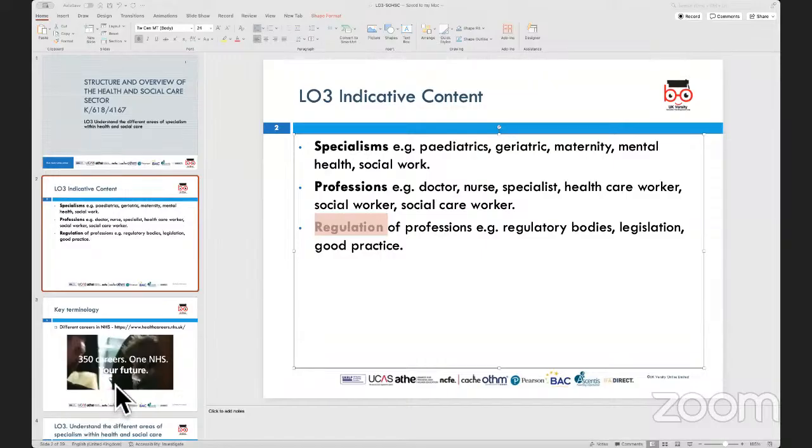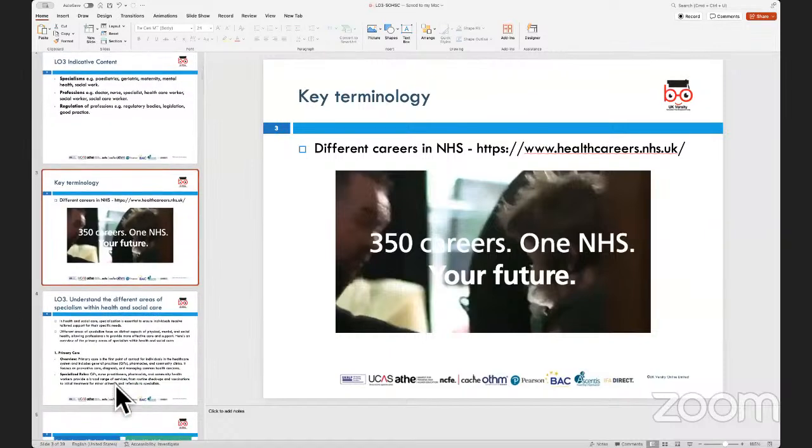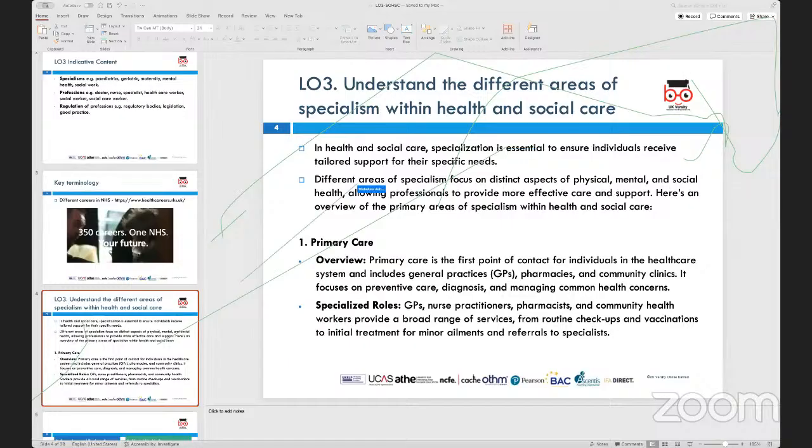Now, before we get into this, what we want to be able to do is understand what the specialisms are, and then the areas in which we'll be looking at, essentially, the specific roles.